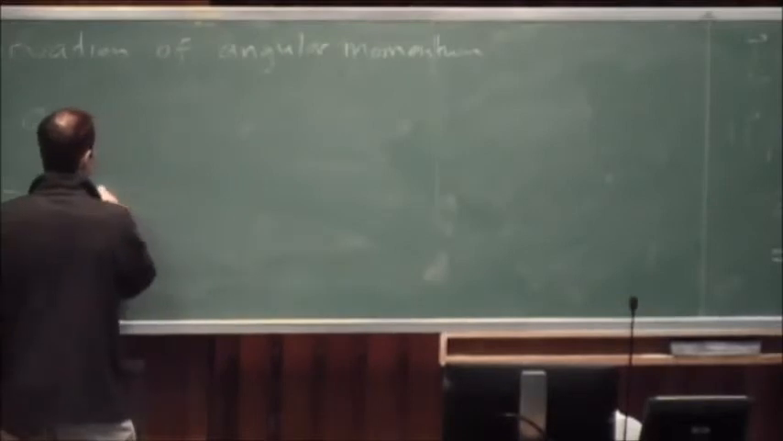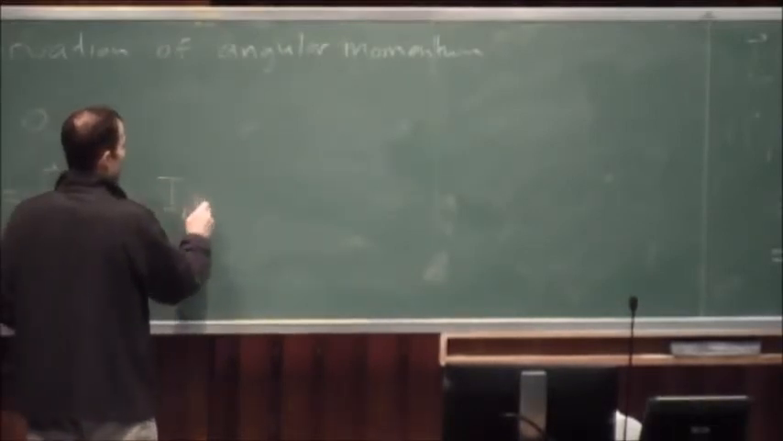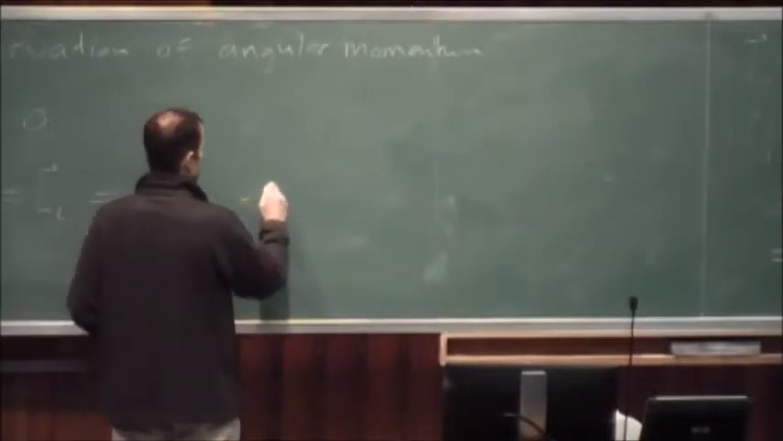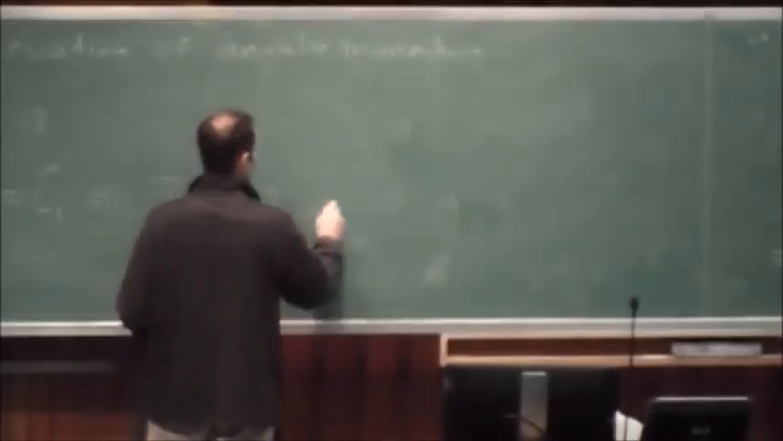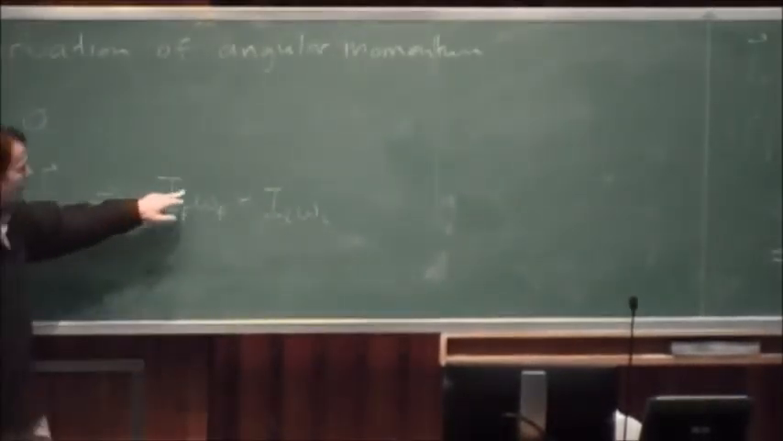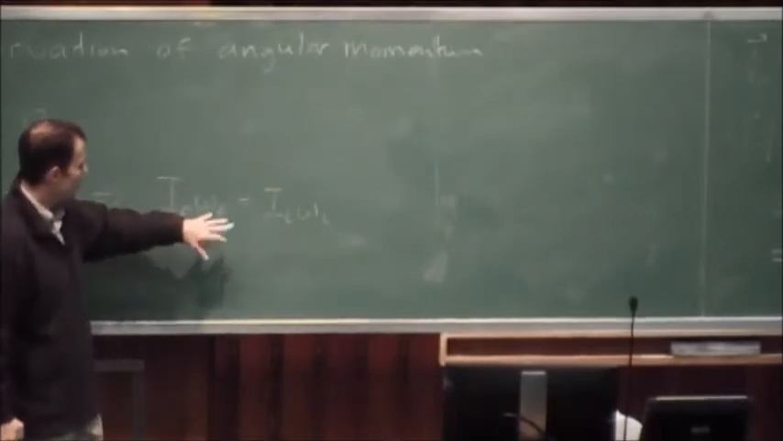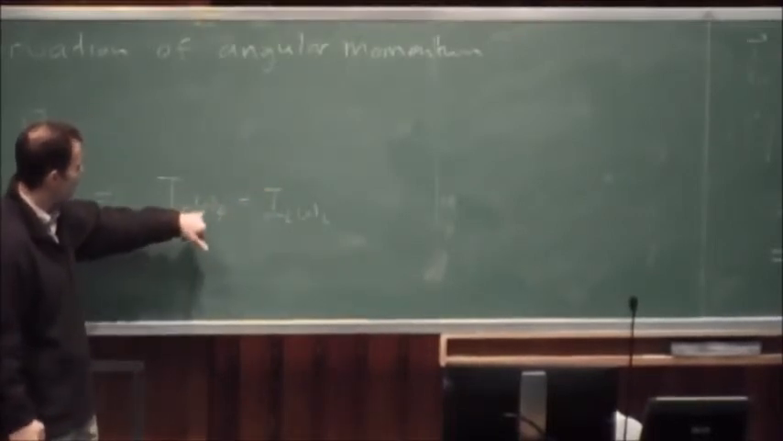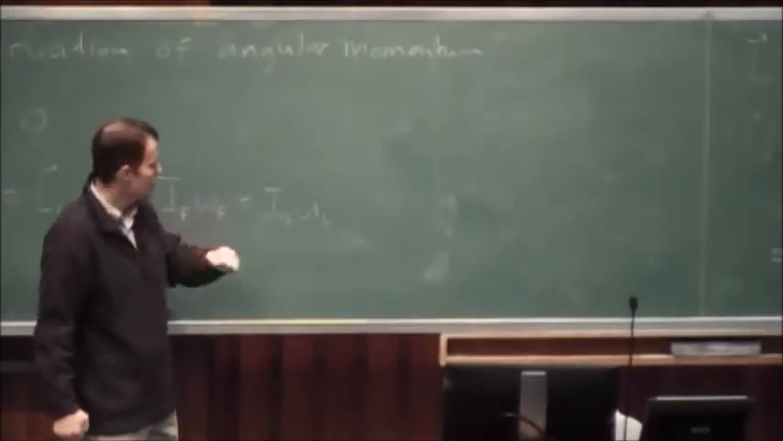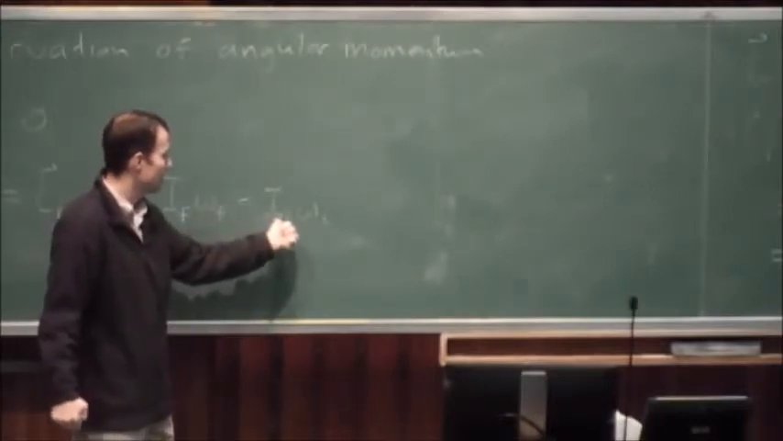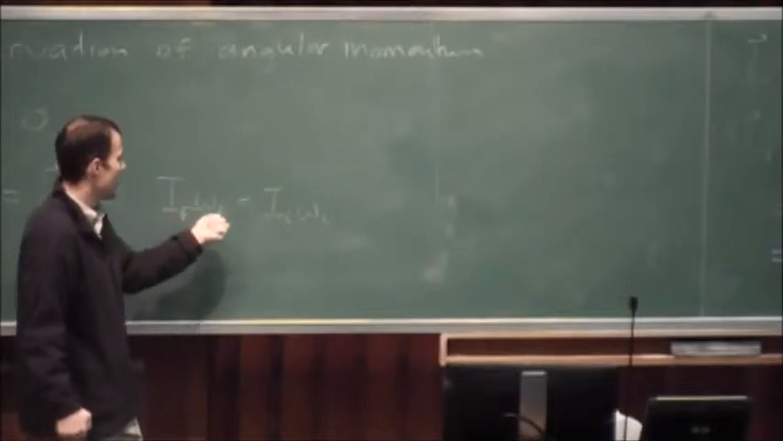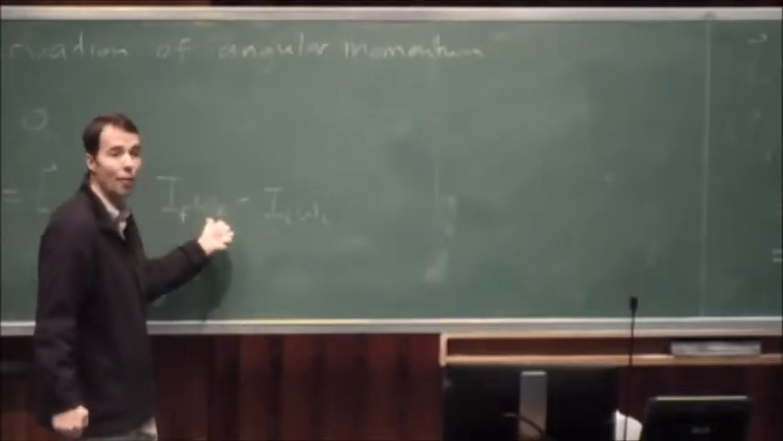That's right. So that implies that I final omega final is equal to I initial omega initial. So if the angular momentum is constant, that means that for a rigid body, or this particular system, I final omega final is equal to I initial omega initial. So if the moment of inertia goes down, so that the final moment of inertia is much, much smaller, that means that the angular frequency has to go up.